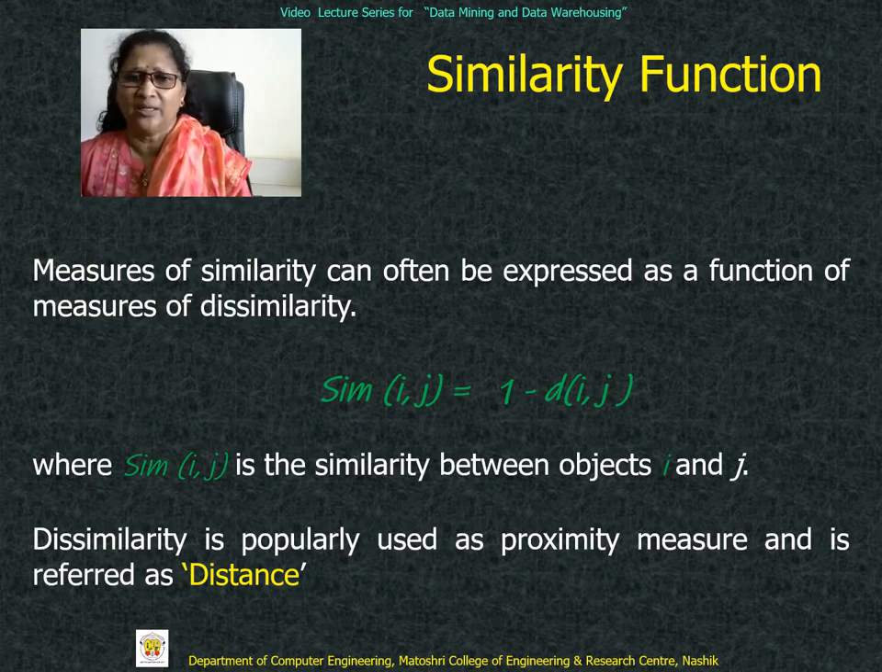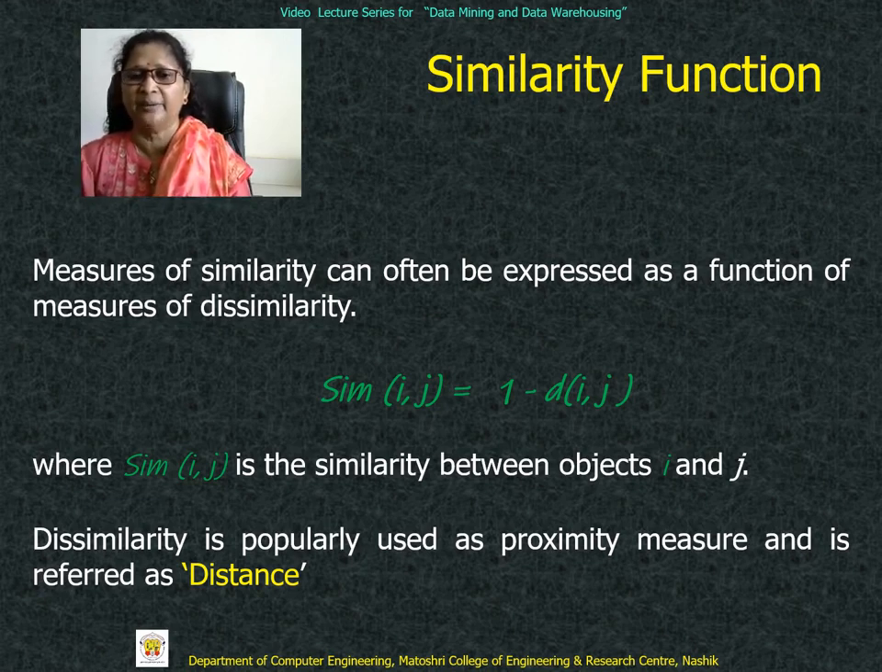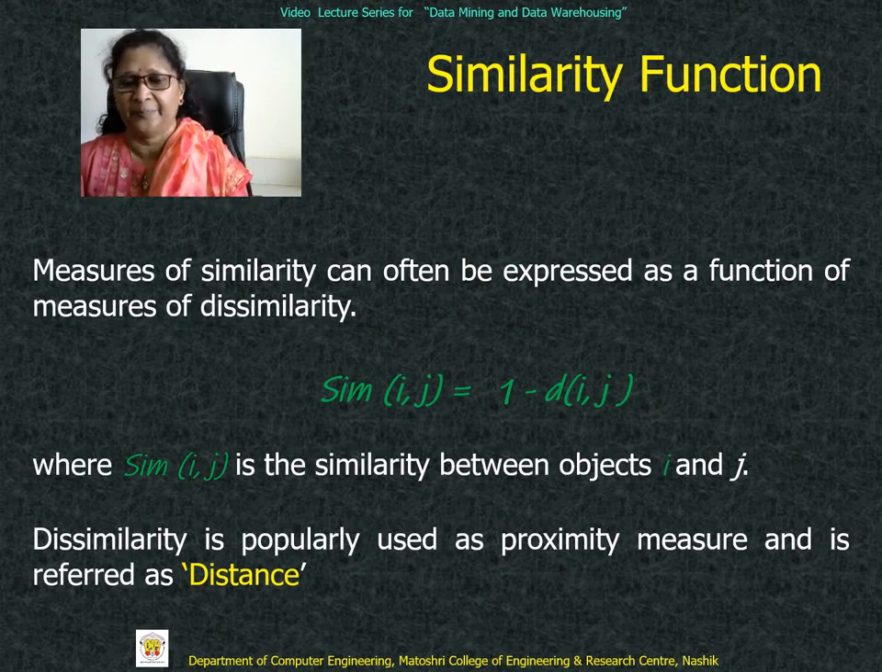Now, this was all discussion about similarity, dissimilarity, its definitions, and data structures used. Now, how exactly do we measure and how do we represent similarity as a function? Measure of similarity can often be expressed as a function of measure of dissimilarity. That is, similarity and dissimilarity can be defined in terms of each other. And similarity is equal to 1 minus dissimilarity. The equation shows you that similarity between any two objects i and j is nothing but 1 minus dissimilarity between objects i and j.